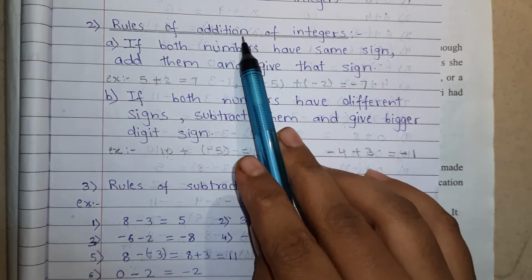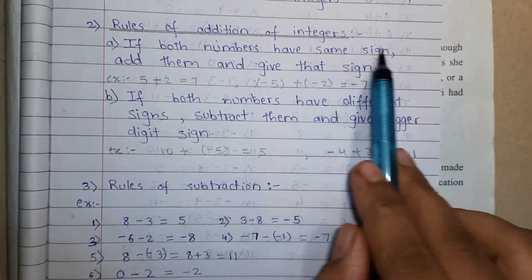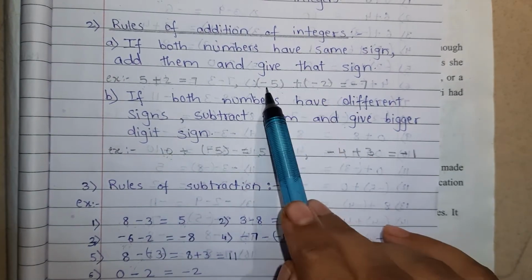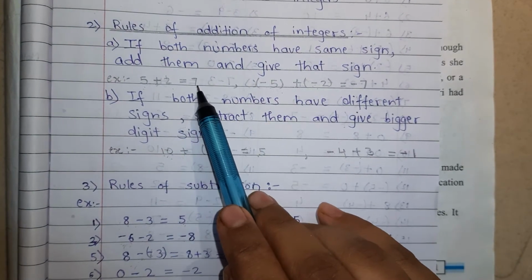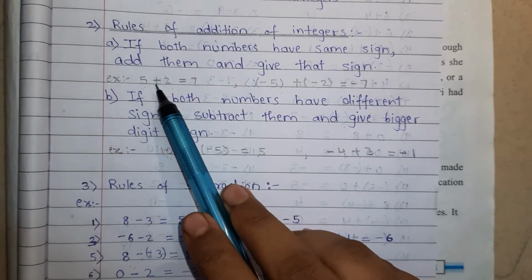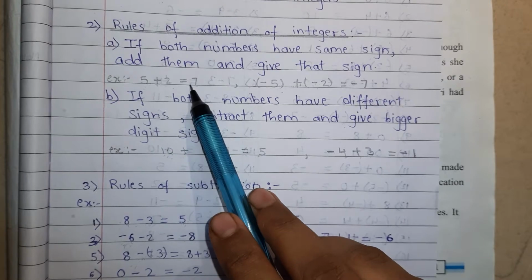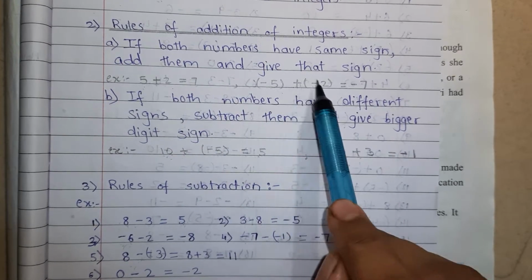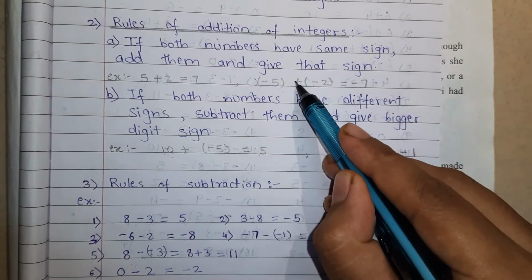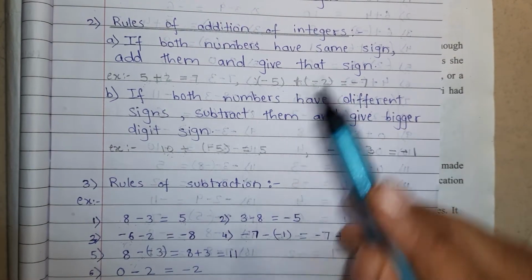What are the rules of addition? If both numbers have the same sign, meaning both positive or both negative, then add the numbers and give that sign in the answer. Both numbers are positive, then the answer will be positive. Both numbers are negative, then the answer will be negative. When? If there is addition.